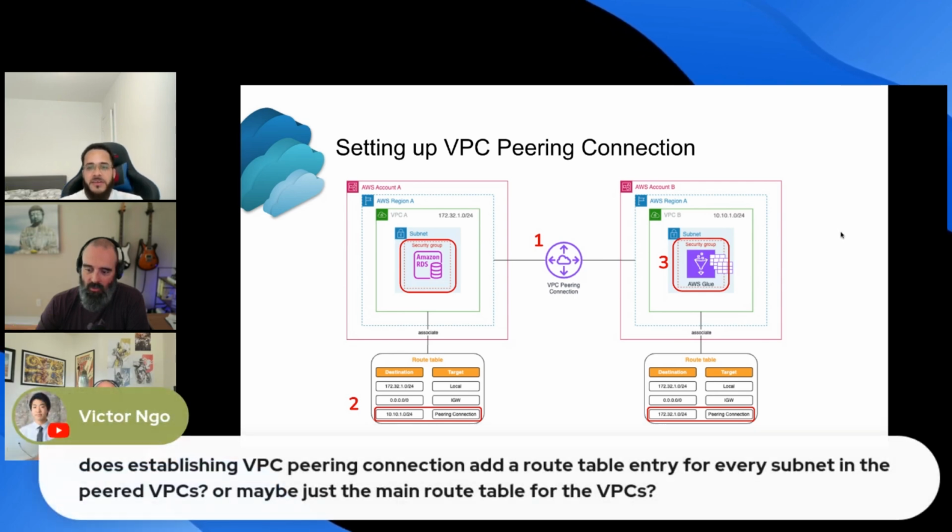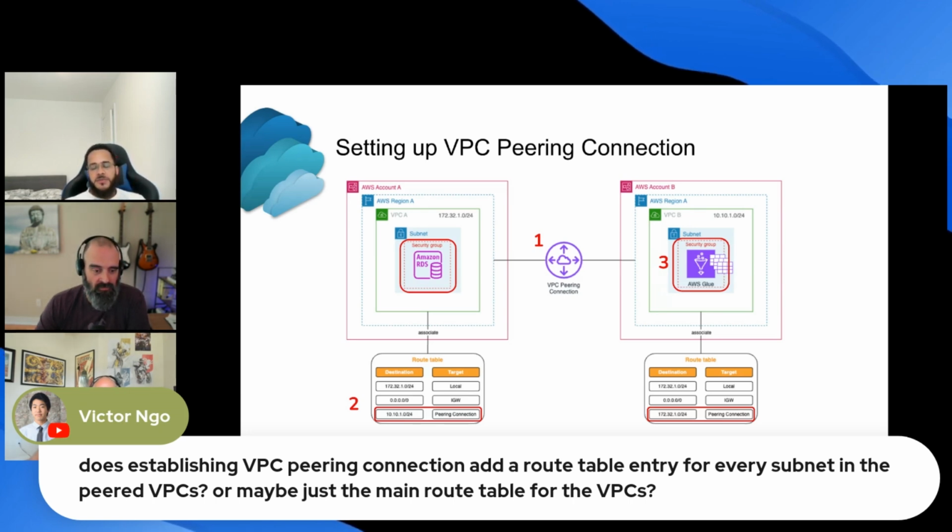There was one quick question. Does establishing a VPC peering connection add a route table entry for every subnet in the peered VPCs, or maybe just the main route table for the VPCs? Is it manual or is it automatic?